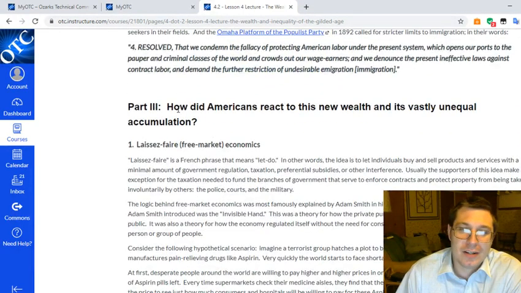So let me pause it here, and I'll pick up in the second half of this lesson with how Americans reacted to this new wealth and its vastly unequal accumulation. More on that in part 2.